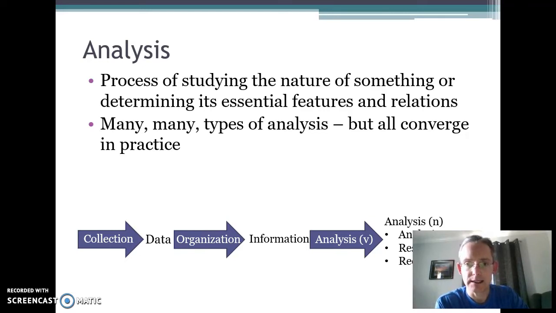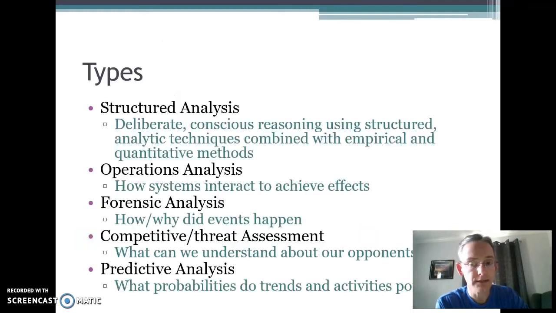You model a system, and then all of the relationships with the system really become what we're interested in within the analysis. There's lots of different types, but they all converge towards useful information and decisions that can be made by our customers. So different types here that we'll discuss. Structured analysis, which is really just deliberate conscious reasoning, using the techniques that you read about in your books. Operations analysis is really focused on systems and interactions of those systems.